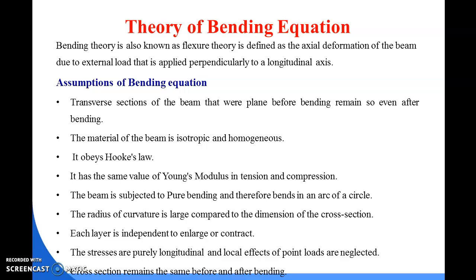So first of all, bending theory is also known as flexure theory, which is defined as the axial deformation of the beam due to external load that is applied perpendicular to the longitudinal axis of the beam. As we know, a beam is a horizontal member, so the major axis lies along the x-axis, that is the longitudinal axis, and all the loads, whether point load or UDL, are vertically placed with respect to the longitudinal axis of the beam.